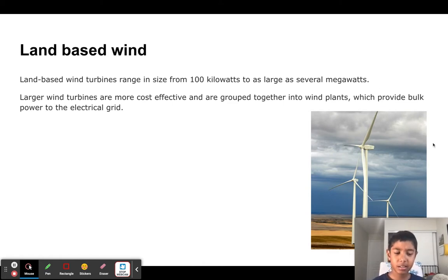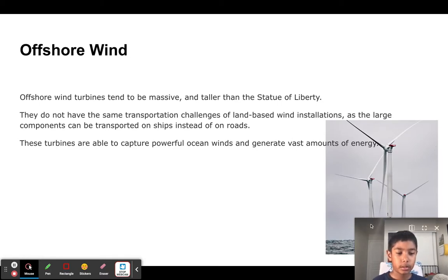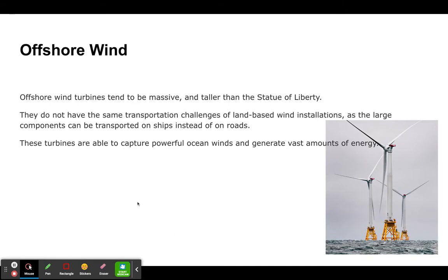But this is something that you may not have heard of: offshore wind. As you can see, offshore wind turbines tend to be massive and taller than the Statue of Liberty. You must know the Statue of Liberty. It's a very tall statue, and it came from France.